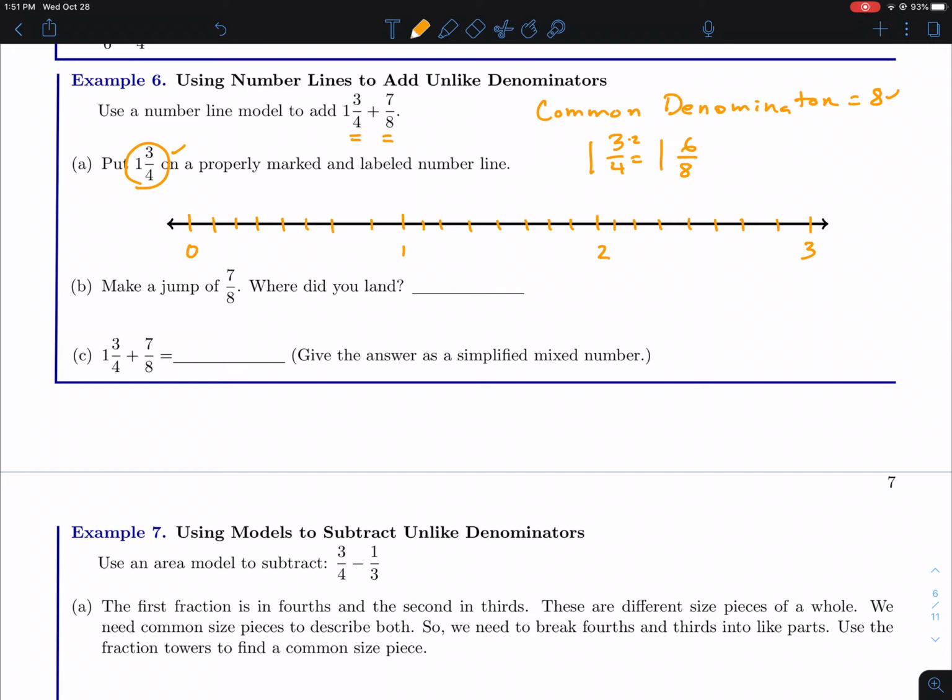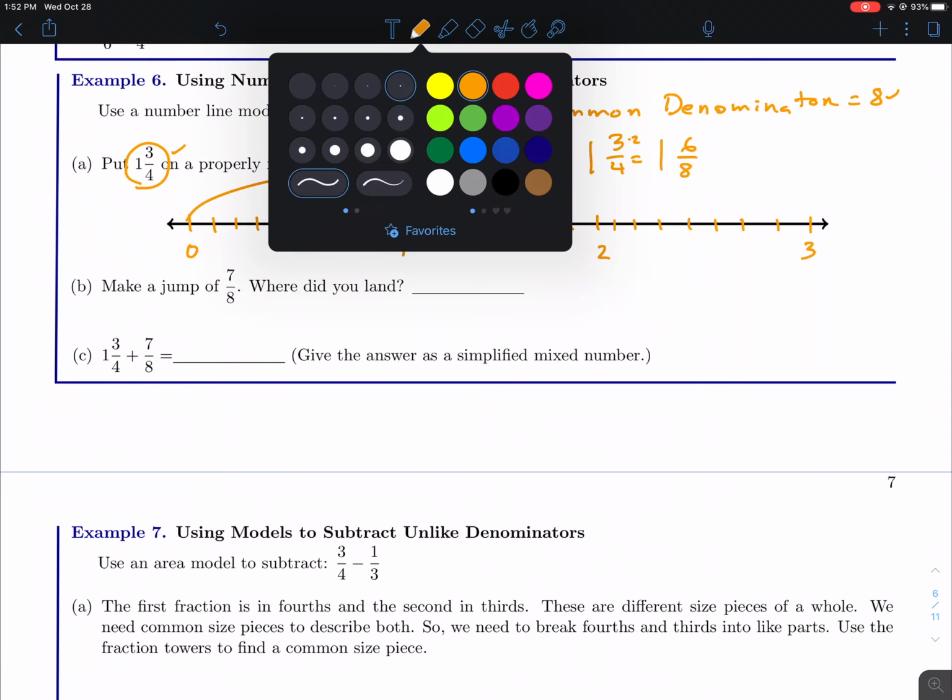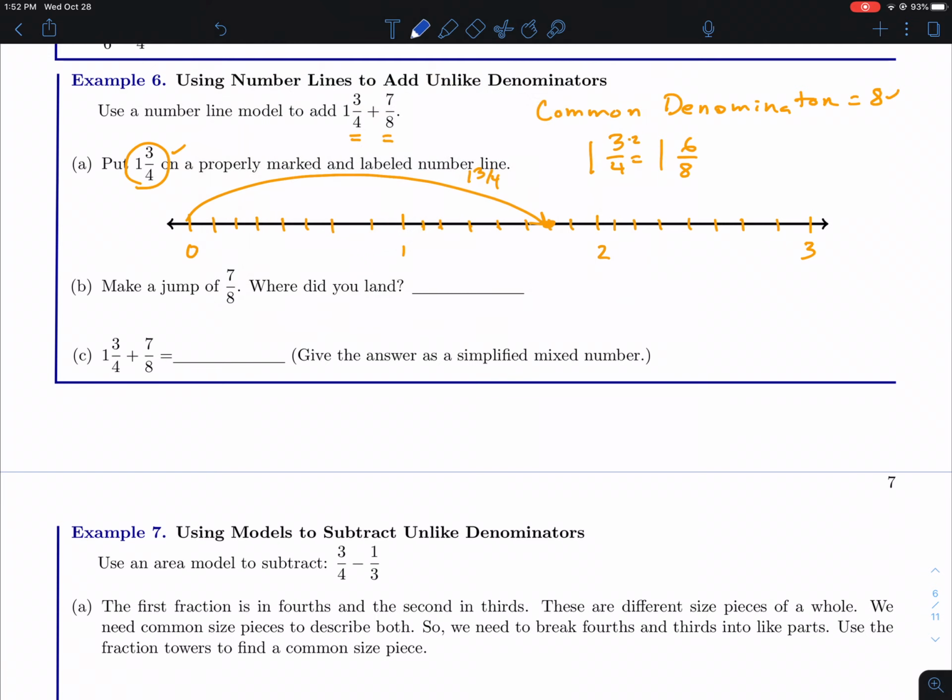So to figure out where that is on the number line, we just start with 1 and then count over 6 tick marks. So 1, 2, 3, 4, 5, 6. So that means we want to land right there. So that's our 1 3/4 or 1 6/8, however you want to think about it. And then to that, we're going to add 7/8. Well, the nice thing is 7/8 is already in the right form. It's already the right denominator. So starting here, all we have to do is count 7 more tick marks.